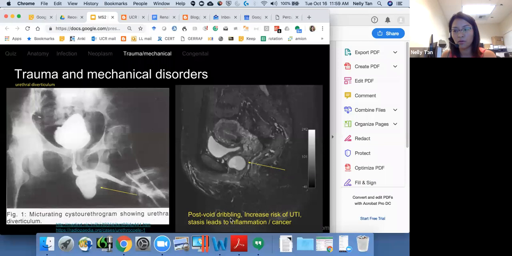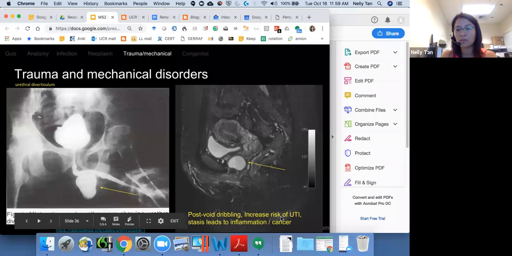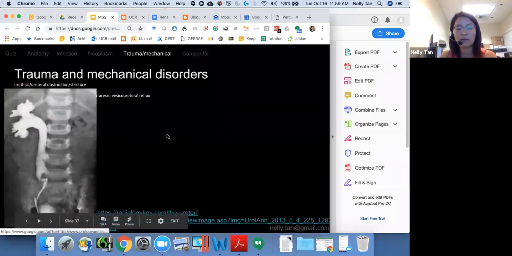So, they'll urinate, but then after they finish, it'll keep dribbling because the outpouching is emptying. Anytime you have stasis, it increases the risk of infection, inflammation, and eventually cancers, right? Because you have chronic inflammation.